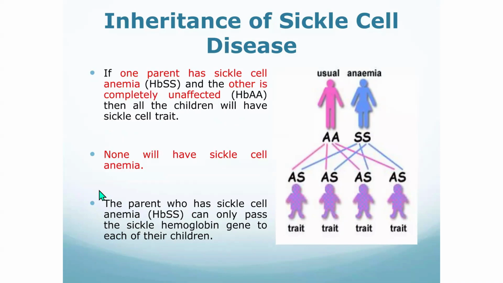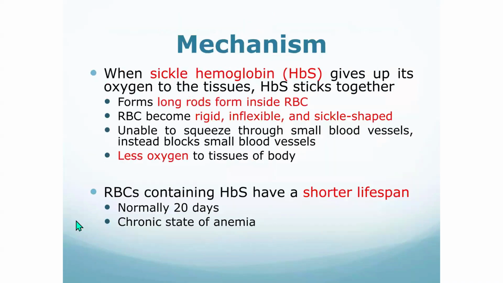So what if you have normal hemoglobin AA and you are married to a sickle cell patient? It means that all the children will carry the trait, but none will have anemia. None of them will have the sickle cell disease, but they are all going to be carriers. So that is why there is a need for genetic counseling before you get married.